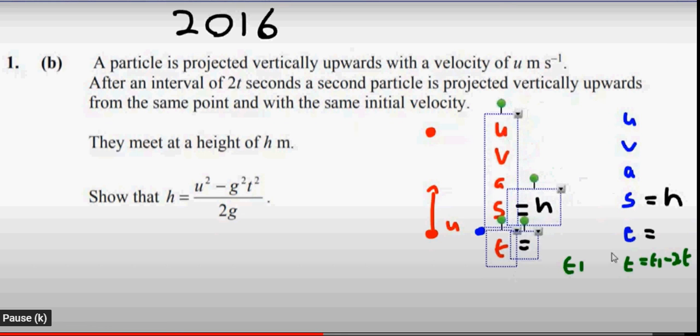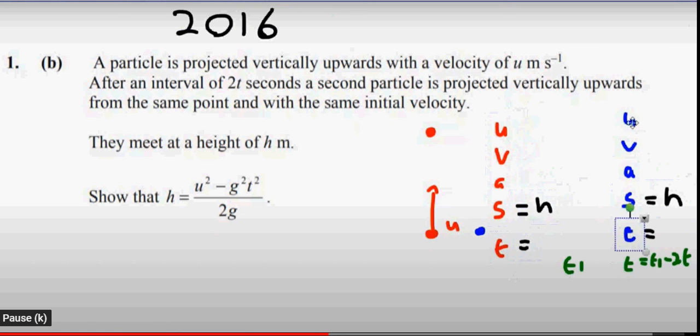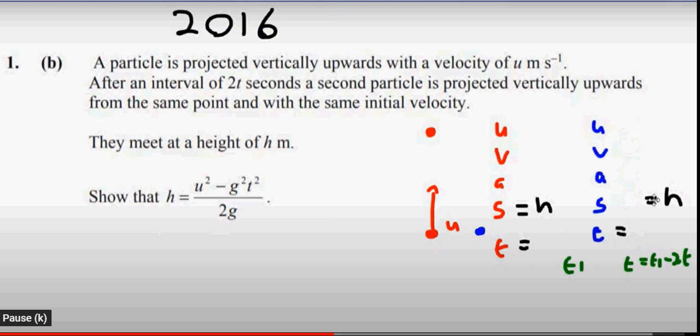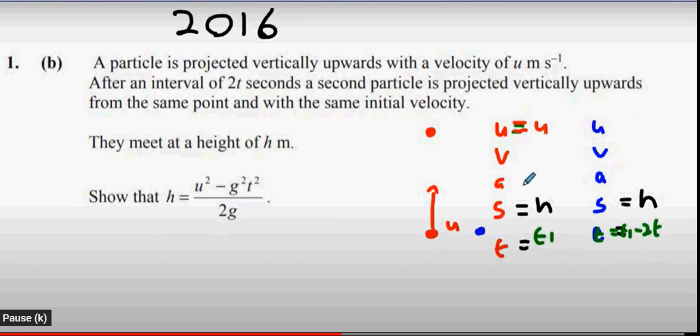Now, we're going to do a bit more filling out. The U value is going to be the same for both of them, so U should be U for both of them. Acceleration is minus gravity for both of them, because both of them are working against gravity, like so.